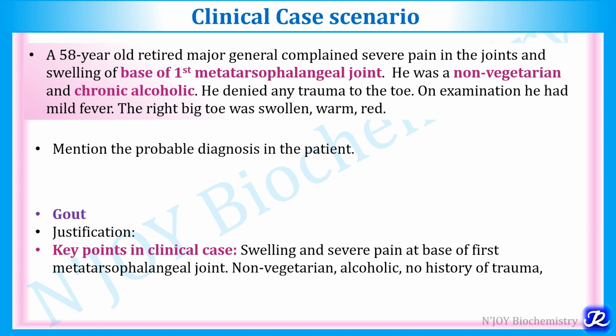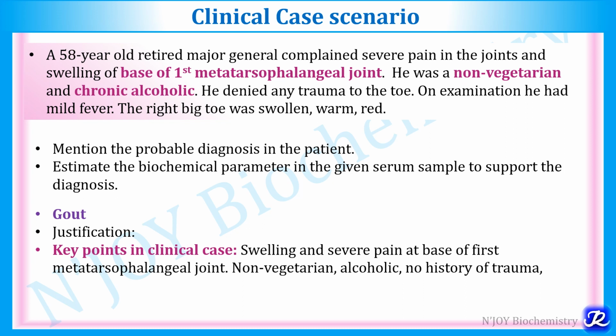So all these key points which are given in the clinical case, they are pointing towards the diagnosis of gout. Now the most common parameter that is deranged or associated with this condition is uric acid. So the question is: estimate the biochemical parameter in the given serum sample to support the diagnosis.